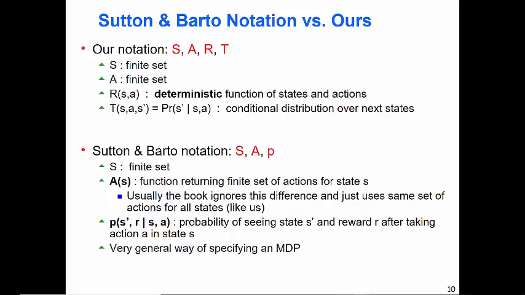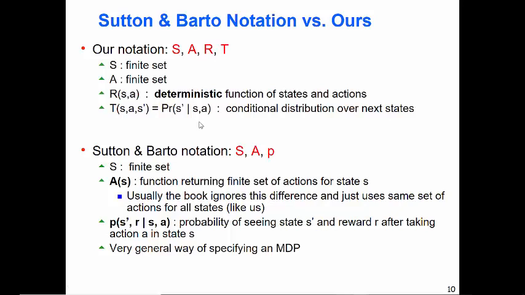And this seems like a very general way, right? So one way that this is more general than ours is the rewards are stochastic, right? And what's another way that these... Is there another way you can see that this seems more general than what we're specifying up here?